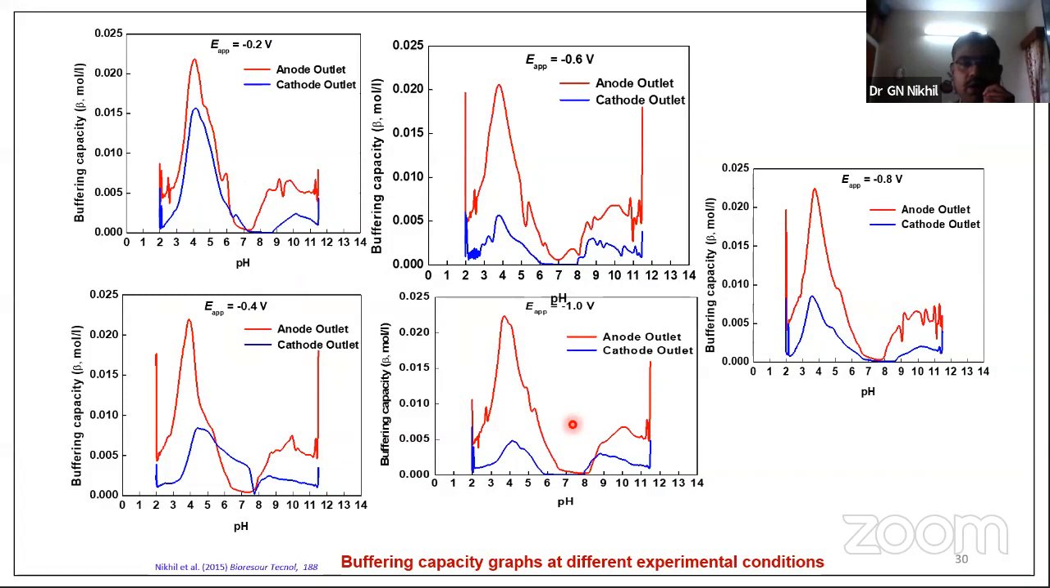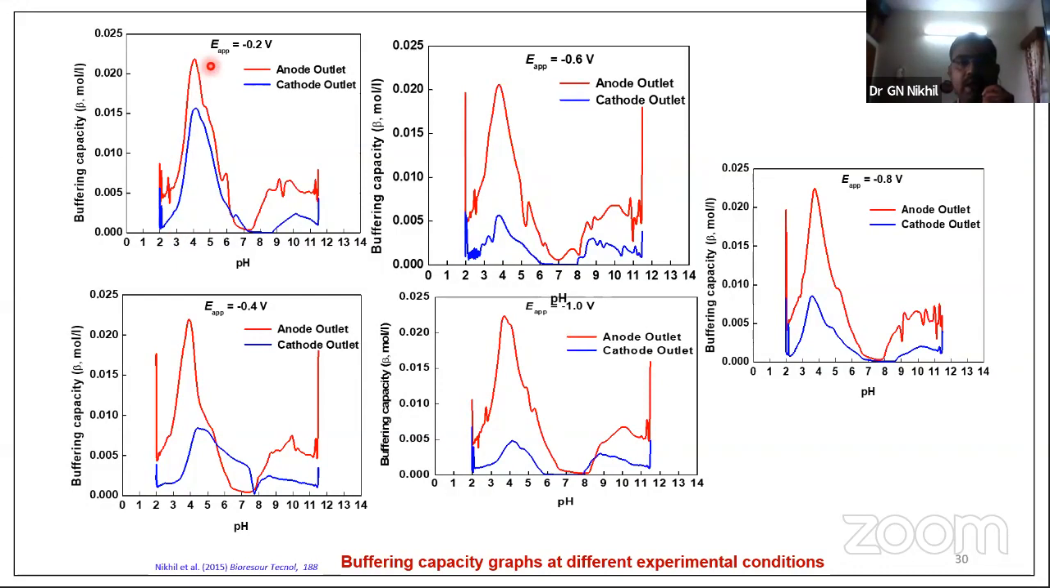So we have used the auto titrator and titrated the effluent, anode effluent as well as cathode effluent, against a strong acid and base. And as I told, the presence of weak acids, especially acetic acid and butyric acid, their pK values are noted by the change in the pH. So you can have pH versus the buffering capacity. You can see the peak values. This particular peak value corresponds to acetic acid, at 3.7 or 3.8, which corresponds to the acetic acid dissociation pK value.